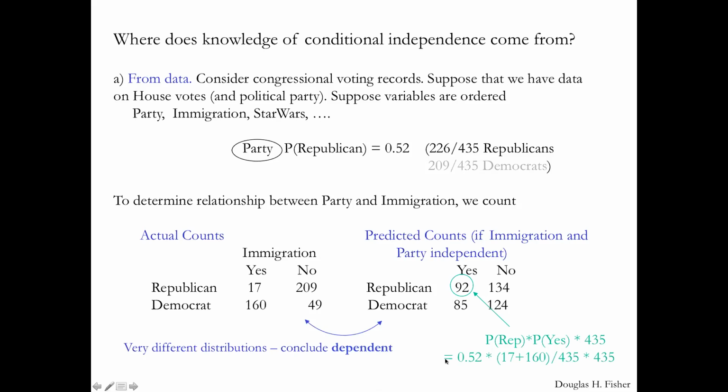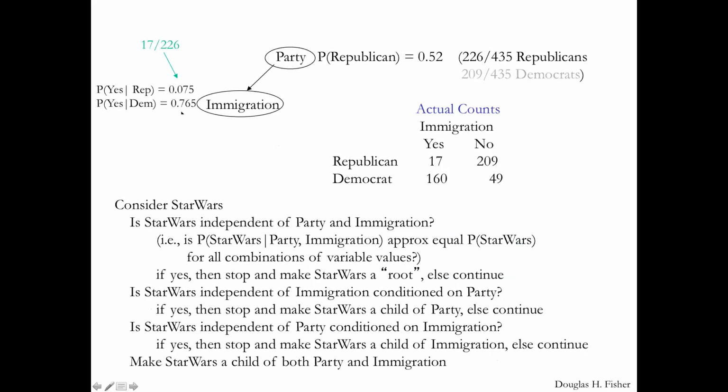And that means that we're going to make immigration a child of party, in this case, because we could not establish a good argument for the independence of immigration and party. And the next variable in this ordering that we're considering is Star Wars, and we're going to consider it in a certain order. Is Star Wars independent of party and immigration? And that is, is the probability of Star Wars given both party and immigration equal to or approximately equal to the probability of Star Wars alone?